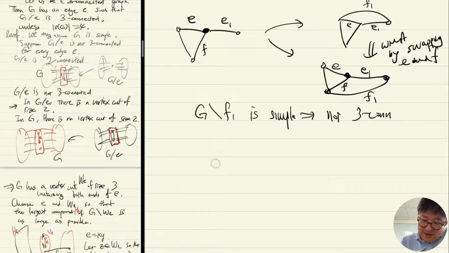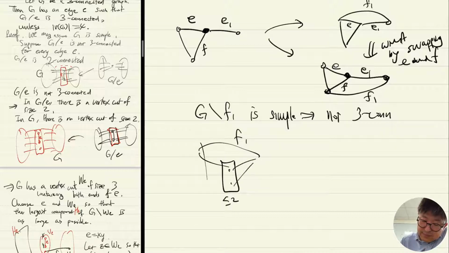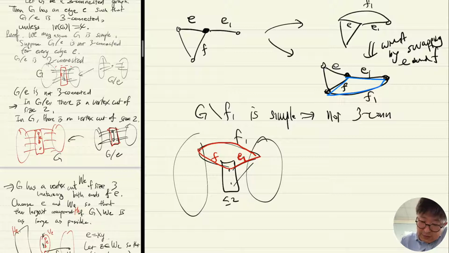What does that mean? That means I have an F1 and two vertices, right? So this triangle must be, yeah, so this blue triangle is somewhere here. So F1 and F and E1. And again, by contracting E1, we must have a 3-connected graph, so therefore this side is empty. This is the only vertex.